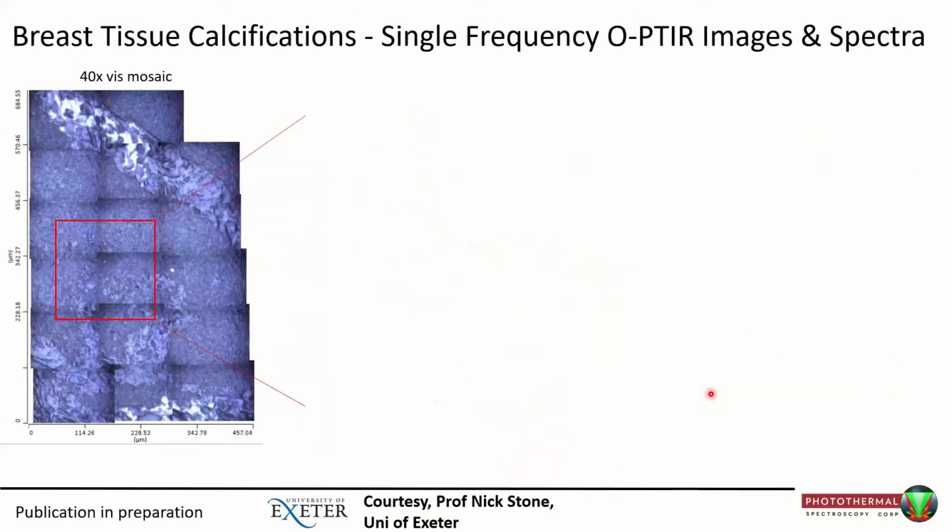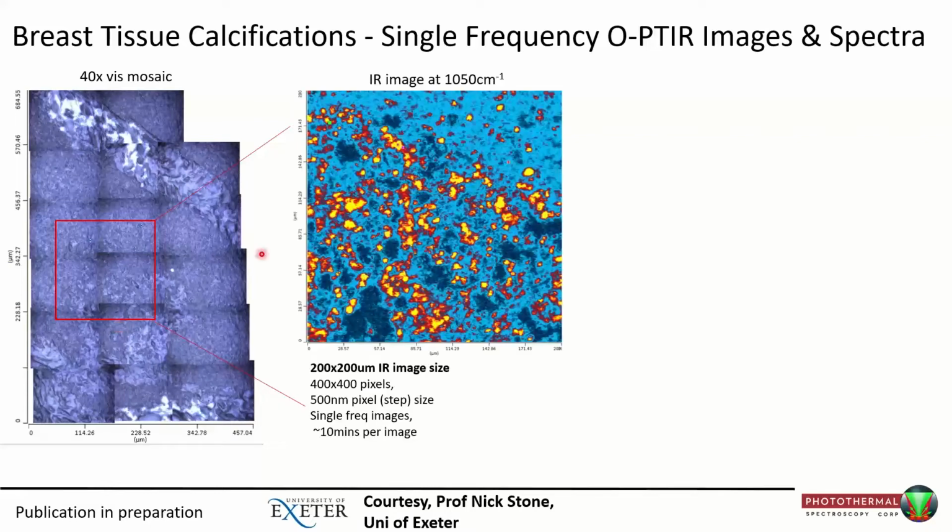Okay. Some breast tissue examples. This was a case from the guys at Exeter Uni, where they came to me saying, here's a sample. I've measured this with FTIR imaging before. We think we can see some broad areas of calcifications. And my initial single point measurement in this area did not show any calcification. So I thought, all right, let's do something different. Let's start by imaging a single frequency at the calcification peak.